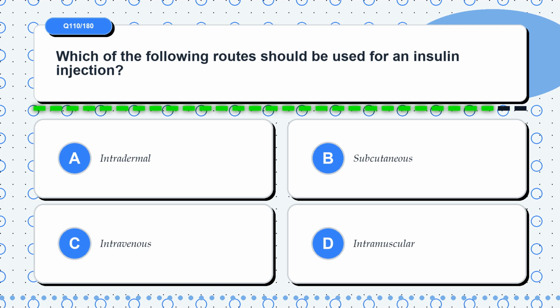Question 110. Which of the following route should be used for an insulin injection? Here are the options. Option A, intradermal. Option B, subcutaneous. Option C, intravenous. Option D, intramuscular.